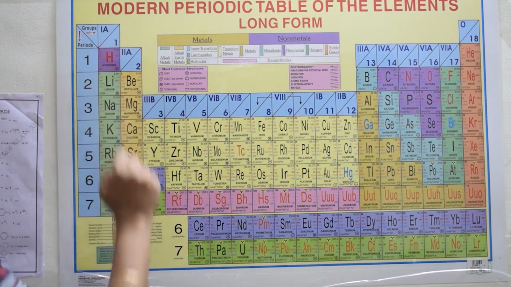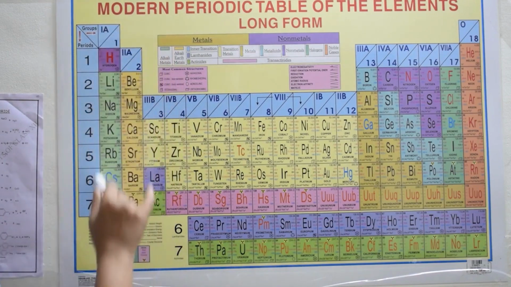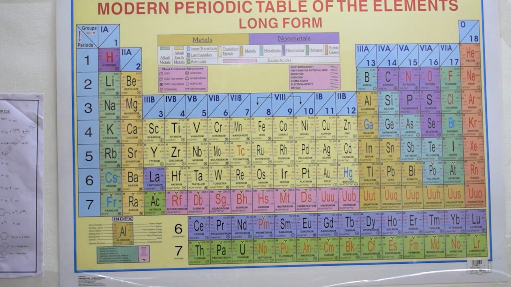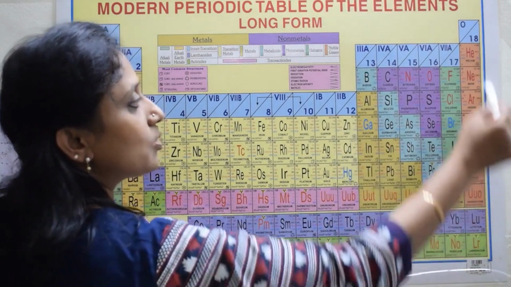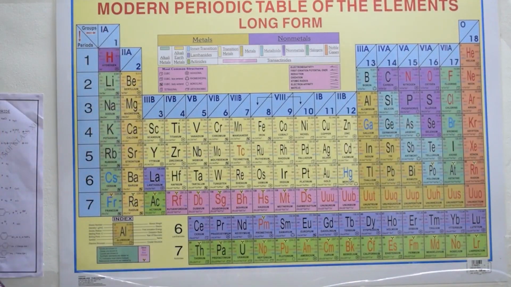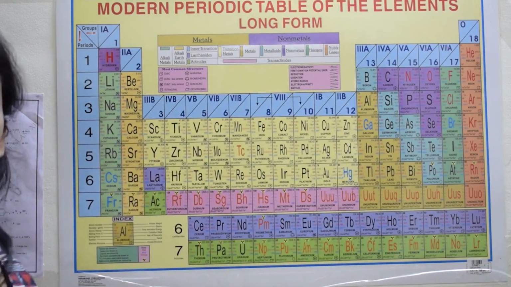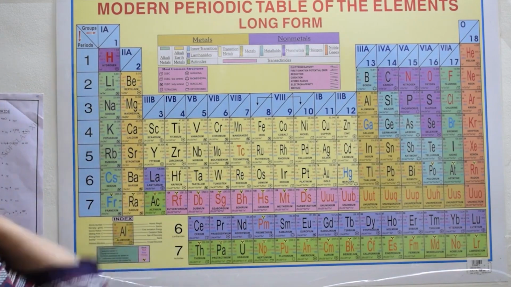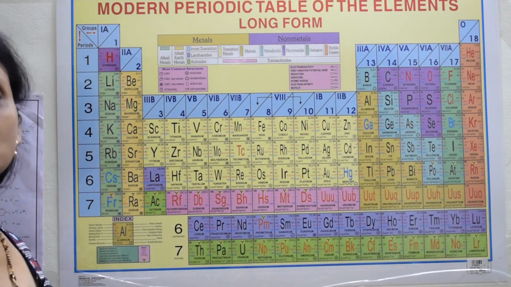The modern periodic table contains, just see, this is your first set. These are called S block elements because the incoming electron enters the S orbital. After that, there is one more set at my right-hand extreme. These are called P block elements, where the valence electron enters into the P orbital. Next set is these elements, called transition elements, also called D block, where the electron enters the D orbital. Next, these are called inner transition elements, where the incoming electron enters the F block.